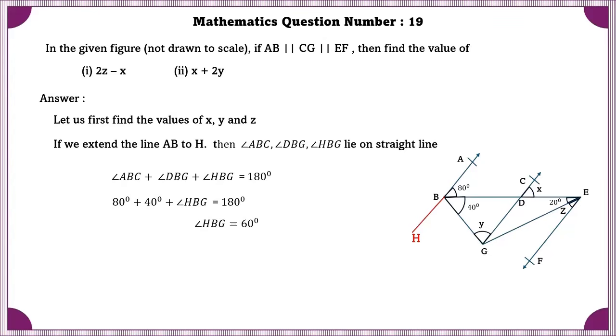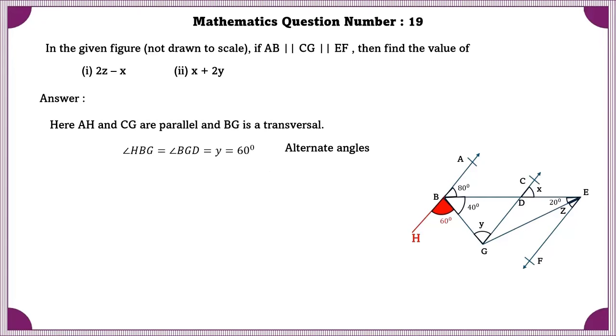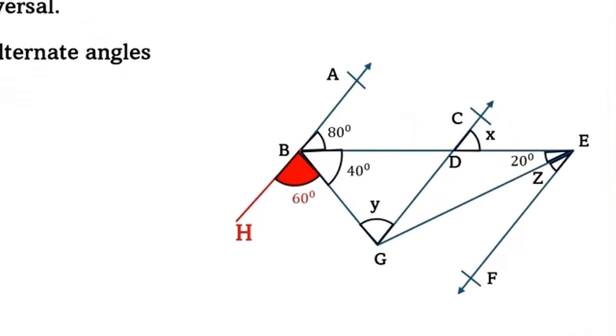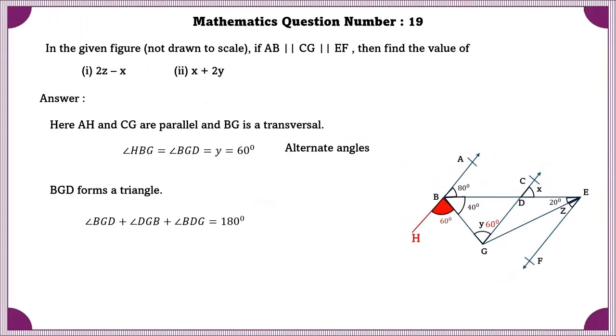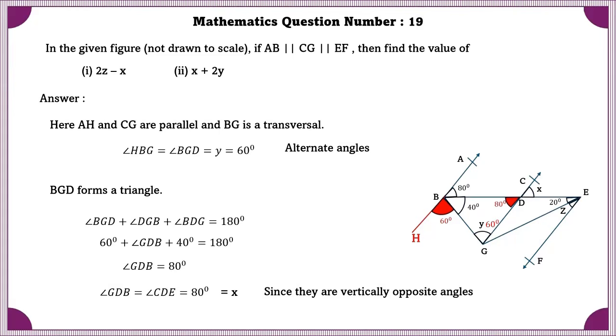Angle HBG is equal to 60 degrees. Now, AH and CG are parallel and BG is a transversal. Angle HBG is equal to angle BGD, which is equal to y, which is equal to 60 degrees because they are alternate angles. BGD forms a triangle. So, the sum of all the angles of a triangle is 180 degrees. We can find the value of angle GDB, that is 80 degrees. Angle GDB is equal to angle CDE, which is equal to 80 degrees, since they are vertically opposite angles, and that is x.